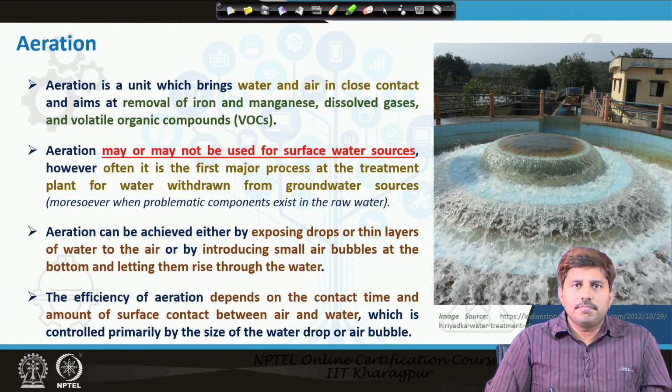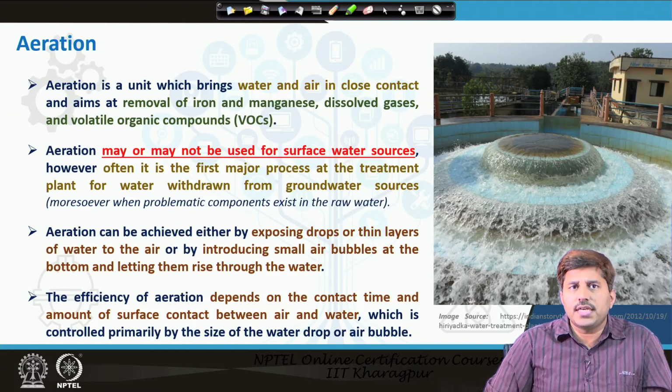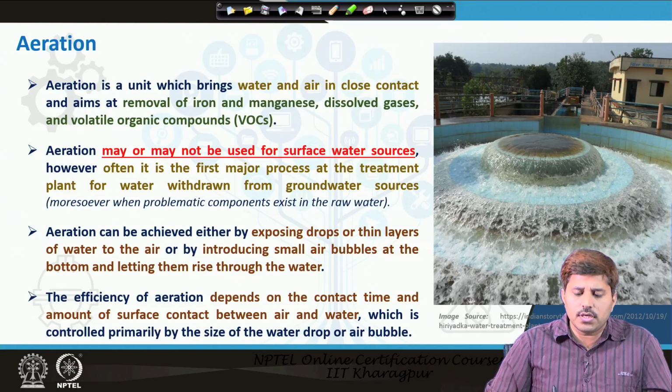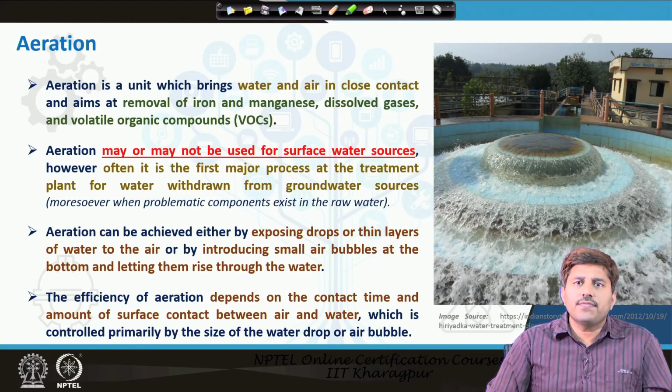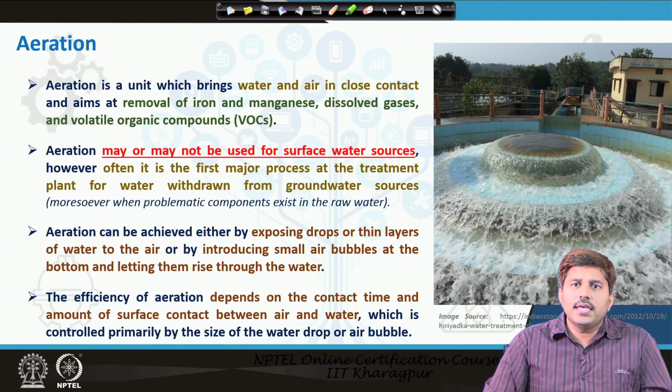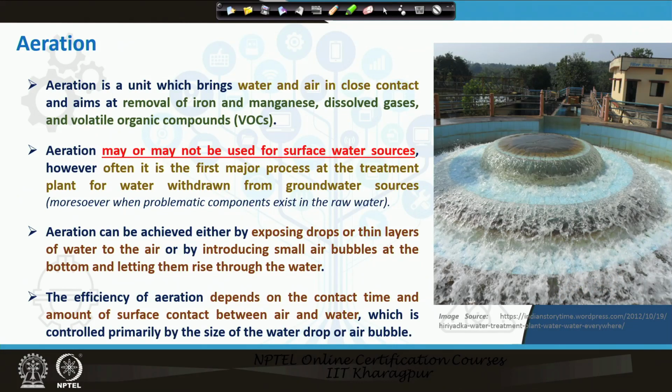Now, the other unit is aeration. This is also a preliminary unit, and it is more important for water abstracted from groundwater sources. If you are withdrawing water from the aquifer, the aquifer is usually in the subsurface and devoid of any oxygen transfer facilities. So, these waters have very low DO, dissolved oxygen, and they may contain certain impurities which could easily be removed by dissolved oxygen.